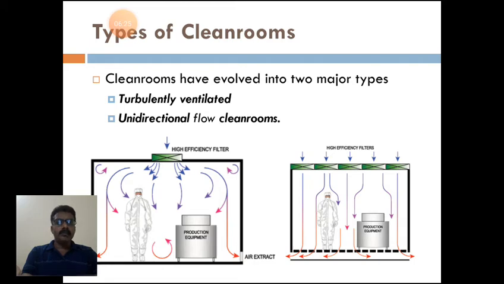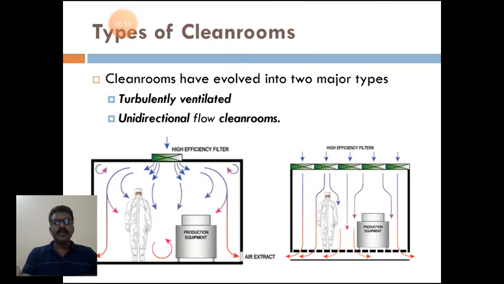Unidirectional flow clean rooms were originally known as laminar flow clean rooms. High efficiency filters are installed across a whole ceiling and these supply air. This air sweeps across the room in a unidirectional way at a speed of around 0.4 meters per second and exits through the floor, thus removing the airborne contamination from the room.